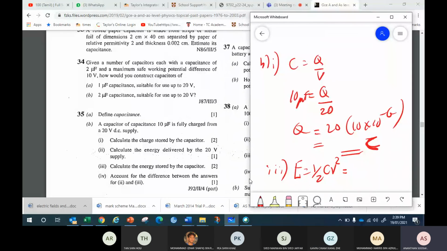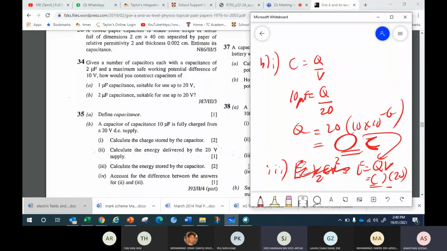Part 2 answer is what? Anybody? W equals QV. Yes. So E equals QV. Good. The power supply voltage is 20 volt. The charge released is the charge on top. So put the charge, the voltage is 20 volt, and you get the energy released.